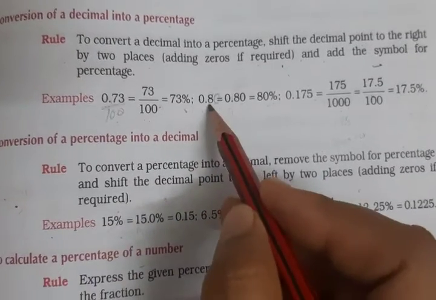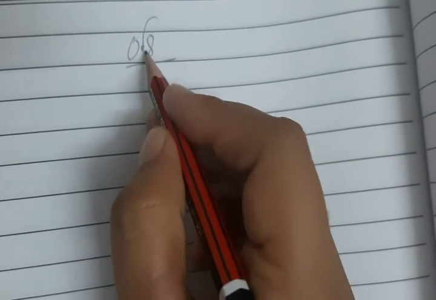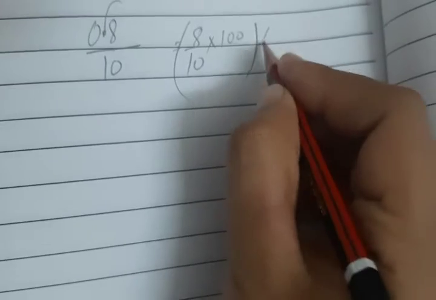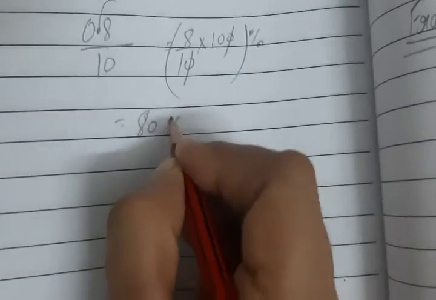Now next one is 0.8. Now how to convert this? 0.8. Now what we will do? How to convert this decimal into percentage? Firstly we will remove the decimal. After decimal, how many digits are there? 1 digit. That means 10 will come. Now this is 8 by 10. This is a fraction. You all know how to convert fraction into percentage. Multiply by 100 and put percentage sign. Now what we will do? That is a 0 cut, and what we will get? 80%. Understand?